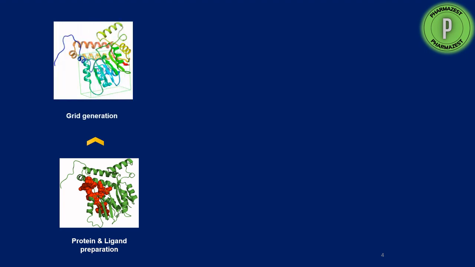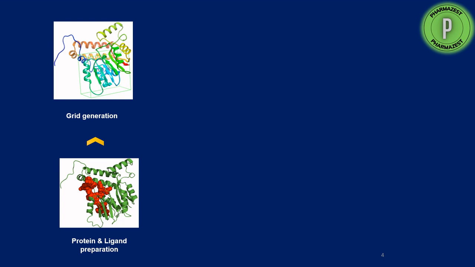After that, the ligands. So we take small molecules. All those small molecules are also checked for their structure, whether they are geometrically optimized or not, stereochemically correct or not. All these factors are checked, and then they are also energy minimized so that you get a stable conformation. And after that, what we do is we generate a grid around the active site of the protein.